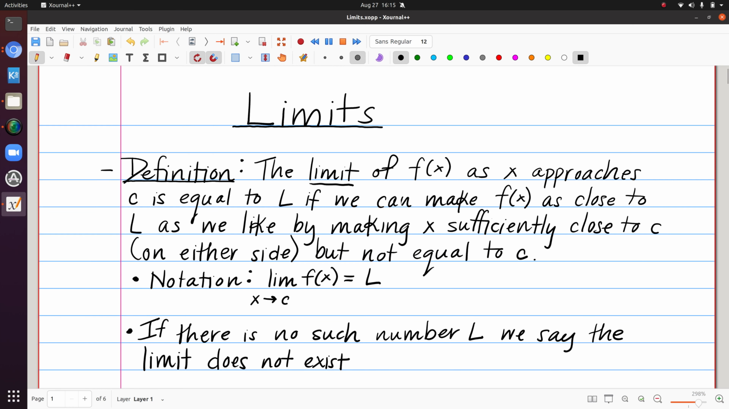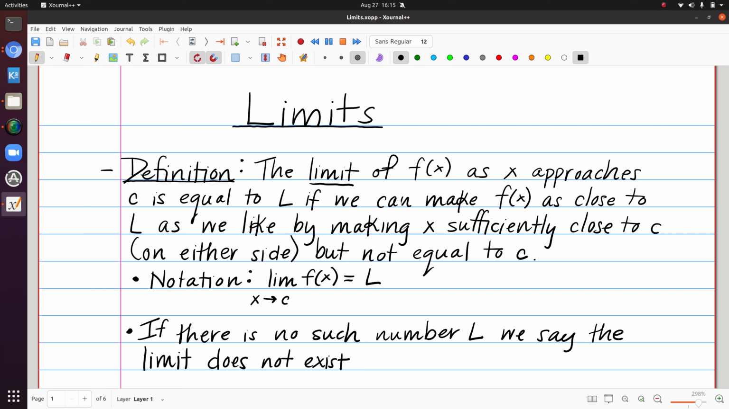The purpose of this video is to give just a slight recap of the topic of limits. To start off with, when we're talking about a limit, the way that we're going to think about it in this course is simply the idea that the limit of f of x as x approaches the value c is going to equal the value L if we can make f of x as close to L as we like by making x sufficiently close to c.